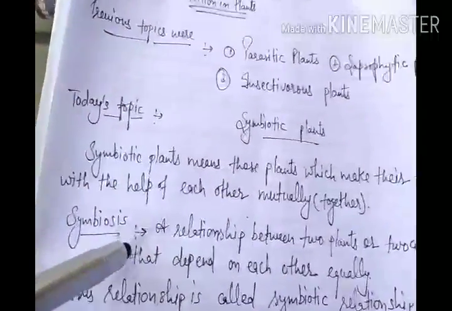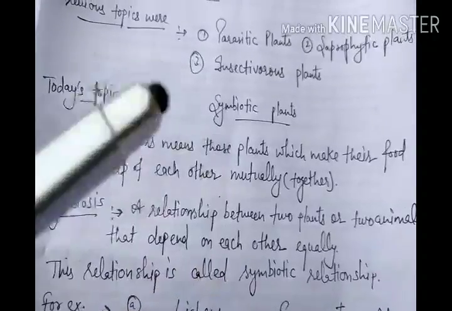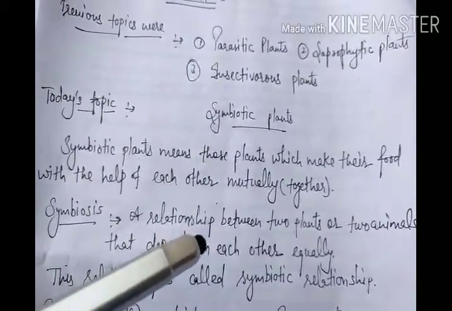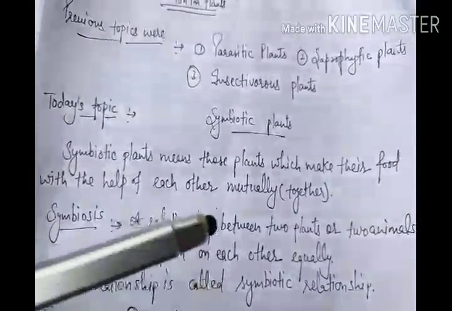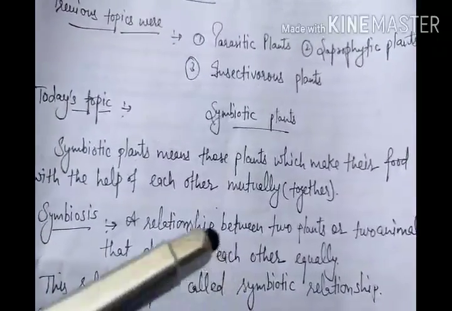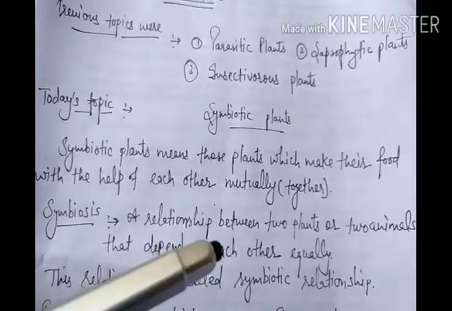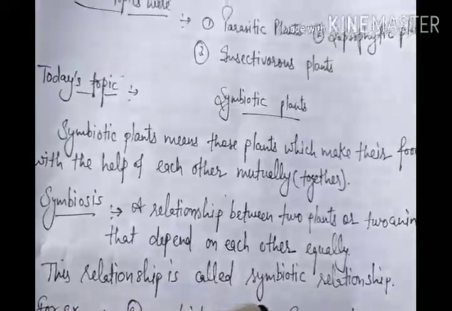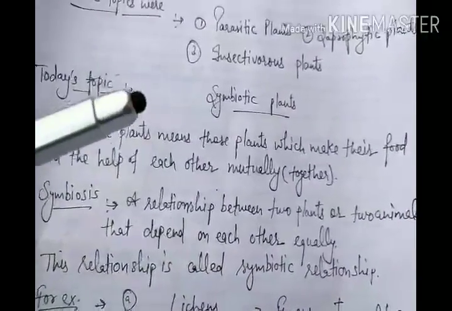So symbiosis is the term for a relationship between two plants or two animals which are dependent on each other equally. That is a relationship, the symbiosis relationship. We are discussing plants, so we will talk about plants. There is a relationship between two plants in which they depend on each other equally. For what dependency, we will discuss now. This relationship is also called symbiotic relationship. Symbiotic means mutual relationship.